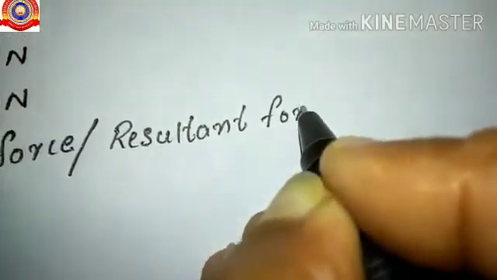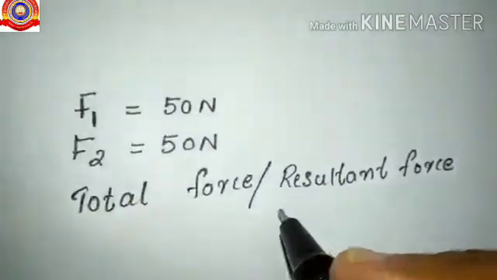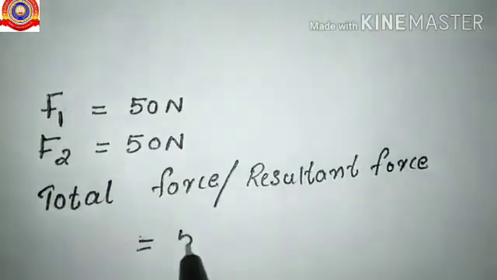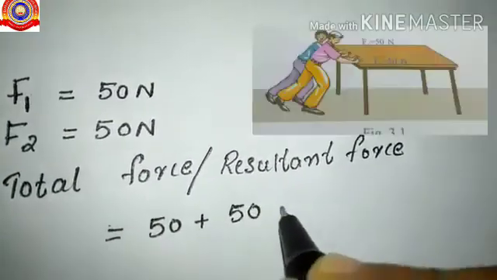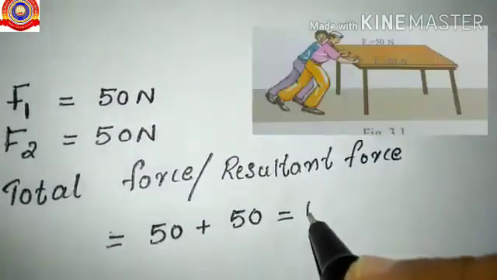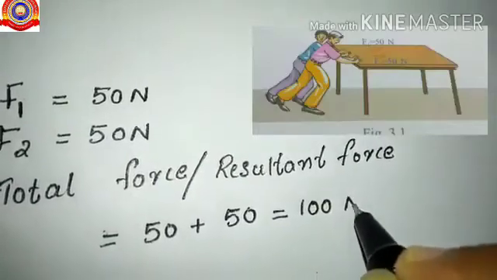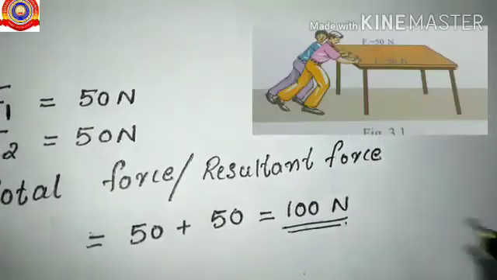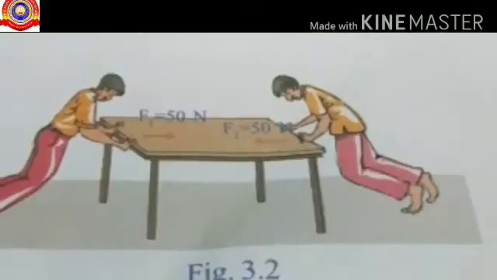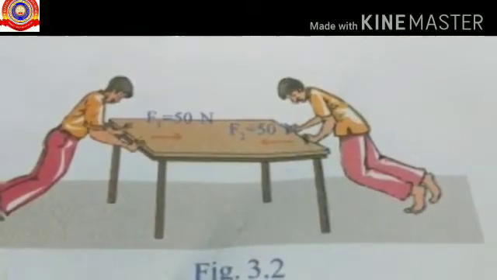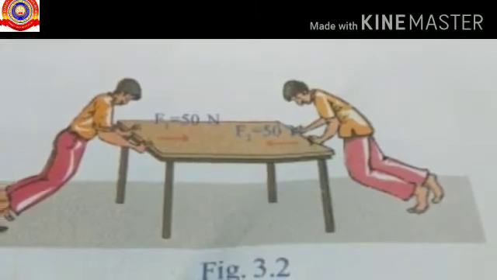For finding it, we just want to add the force given by the first boy and the force given by the second boy, that is F1 plus F2. 50 plus 50 is 100 Newton. Newton is the unit of force. So here the resultant force is 100 Newton. Here is the next picture.